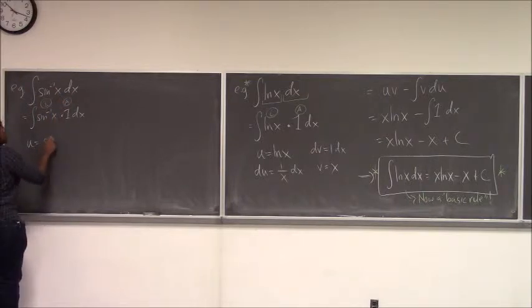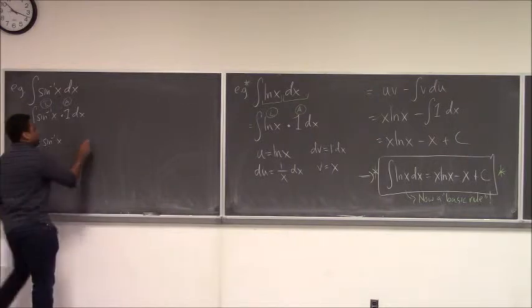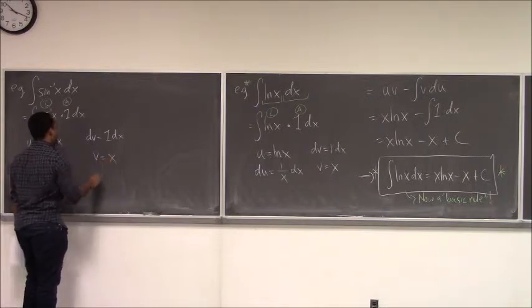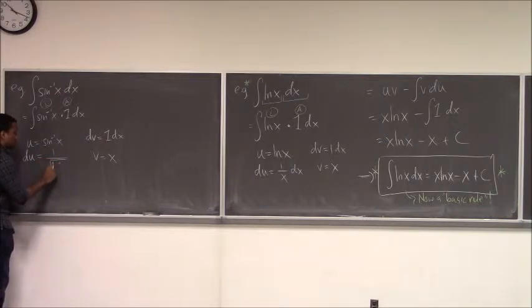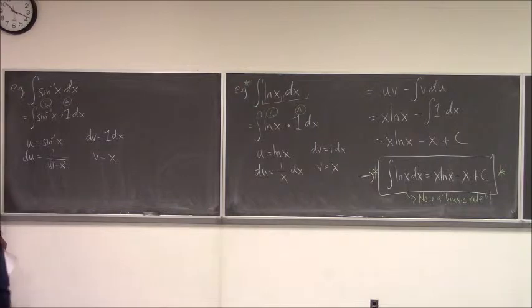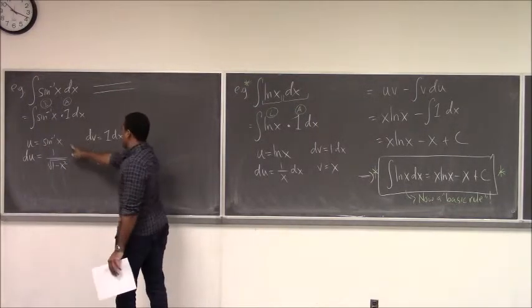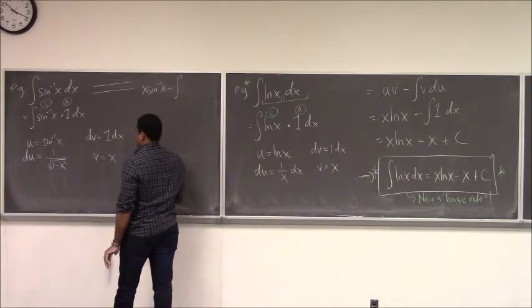So I would choose sine inverse as my u, which again, kind of makes sense when you think about it. I don't know how to integrate it, so obviously it's going to be the part that I differentiate. And I'm going to make my dv equals 1 dx. So my v is also going to be x. What's the derivative of sine inverse? 1 over the square root of 1 minus x squared. So this guy would become u times v minus the integral of v du.